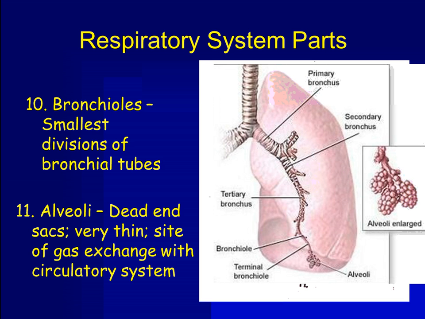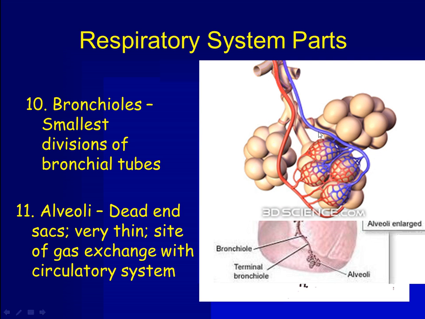Bronchioles, the smallest divisions, the alveoli, the dead end sacs, and these are very thin sacs. The reason why they're so thin is that this is where gas exchange takes place. And so we need to be able to get the oxygen out of the lungs into the blood supply, and CO2 that your cells have produced needs to get into the alveoli so you can exhale it, go in the other direction. And we need to figure out why oxygen is important and why the body produces CO2 at some point as well.